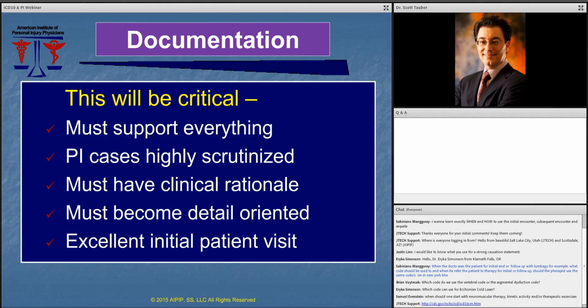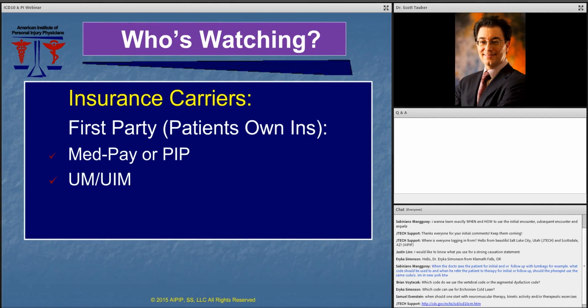So we already know that the insurance carriers are watching. First party, the patient's own insurance: if you're billing MedPay or PIP, or if it's a UM or UIM case, they're watching. If it's even a PI case, but maybe you're billing health insurance, they're watching. Obviously, these are the patient's own insurance. For those of you that are new to PI, the first party is your patient's own insurance carrier.